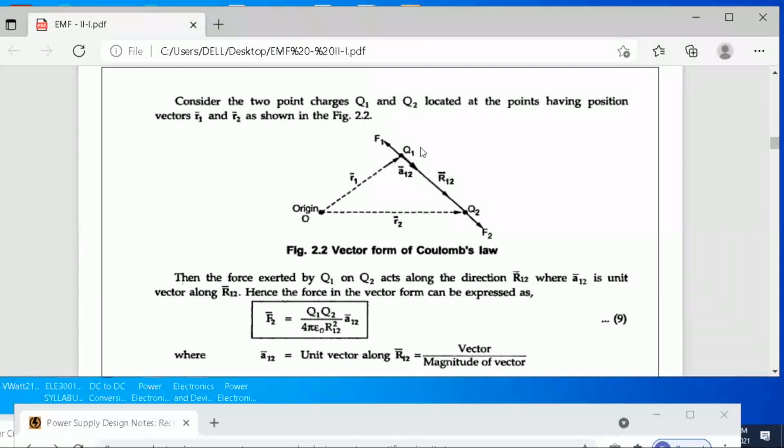Q1 and Q2. The force on Q2 due to Q1, F2, is Q1 Q2 over 4 pi epsilon naught R square AR, which is the unit vector in the direction of the force from 1 to 2.